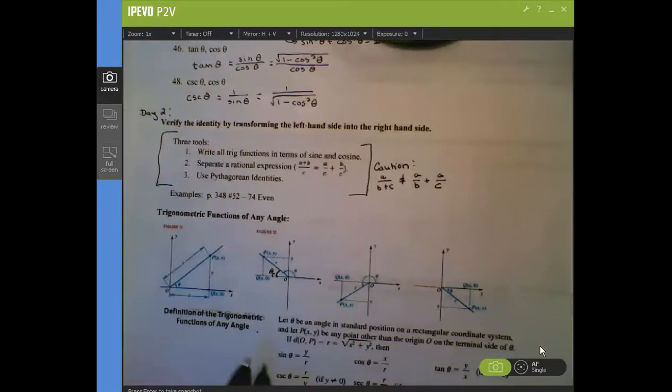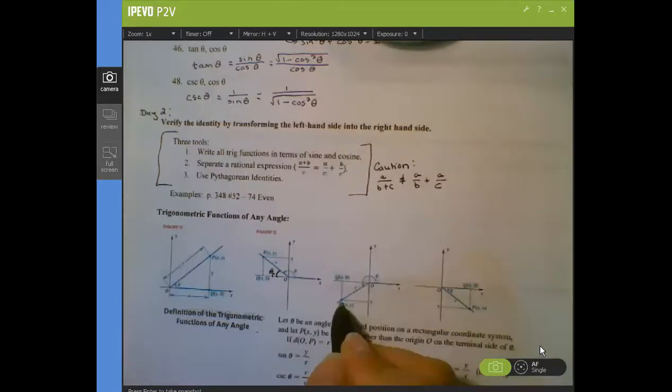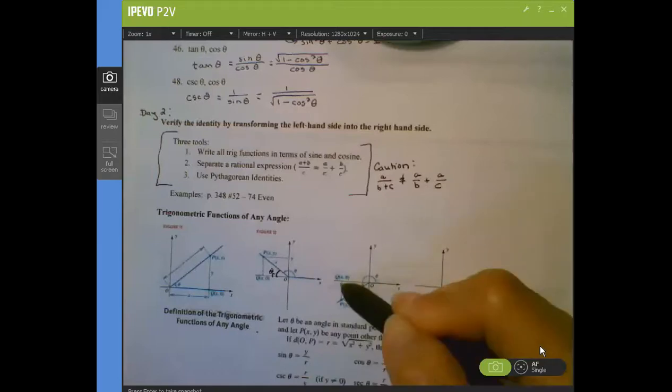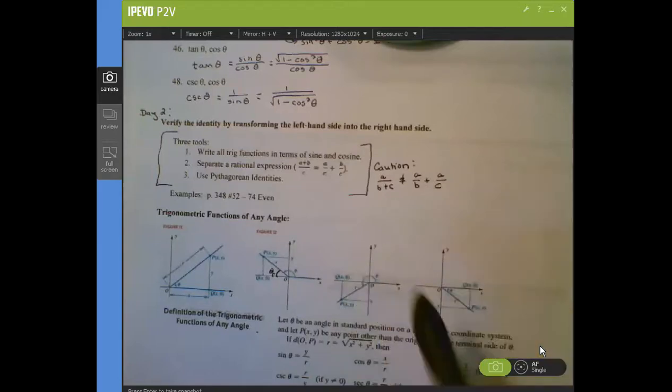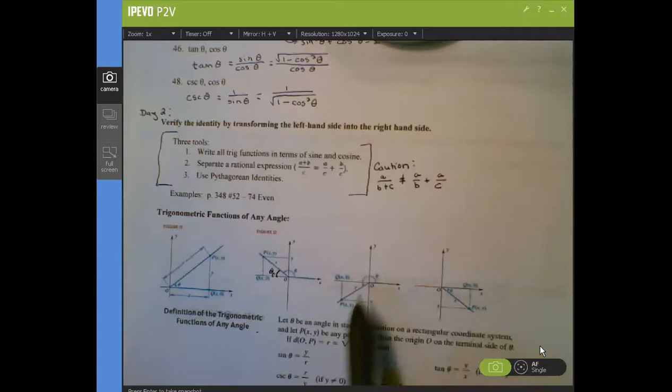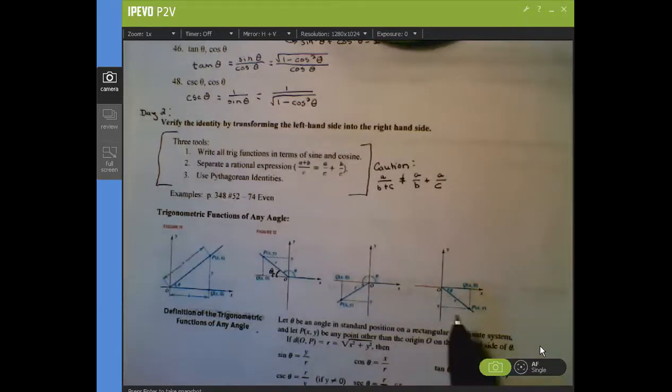If my point was in the third quadrant, I could raise a vertical line up to the x-axis, and I would still have the horizontal distance being x, the vertical distance being y, and I could form the 6 trigonometric functions with that. Same thing if my terminal point was in the fourth quadrant.